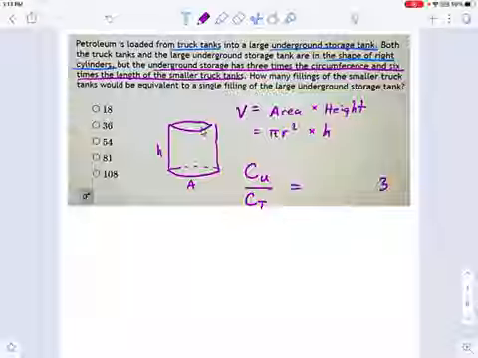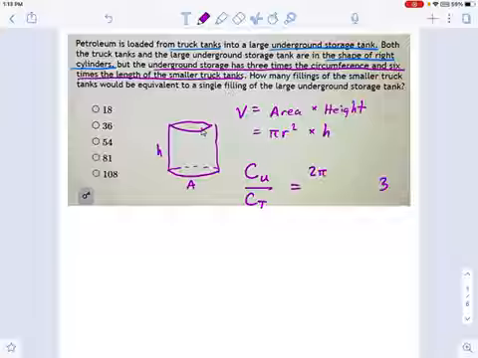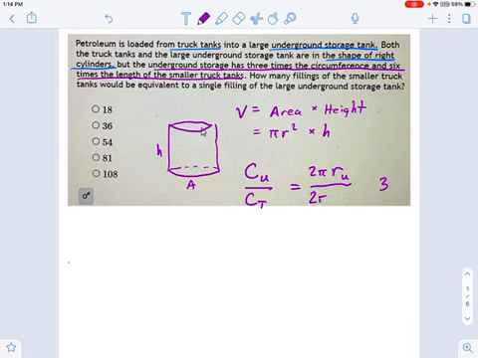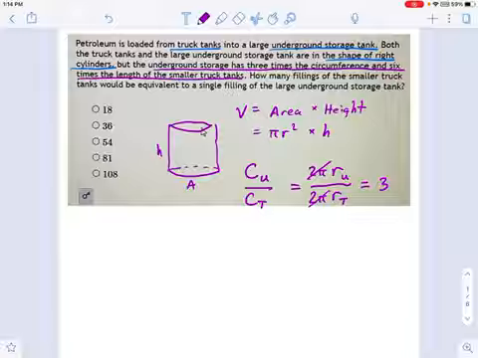Now let's talk about what circumference is. That's 2 pi times r. So 2 pi times the radius of the underground storage divided by 2 pi times the radius of the truck storage, that's what equals 3. And if you look at this, those 2 pi's are going to cancel each other out. So by telling me the ratio of the circumferences, it has also told me the ratio of the radii of these tanks. And that's useful because we want to figure out the volume ratio.